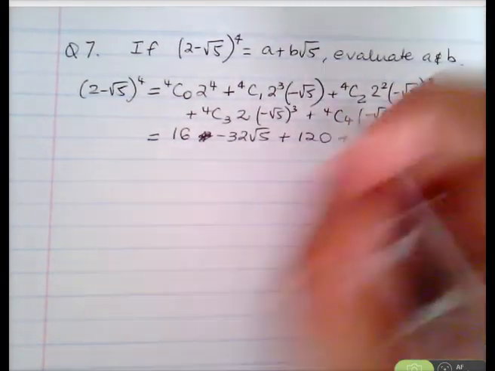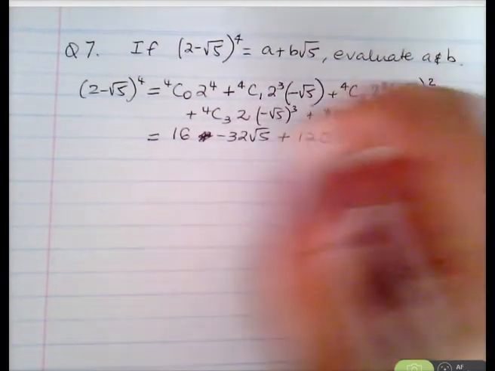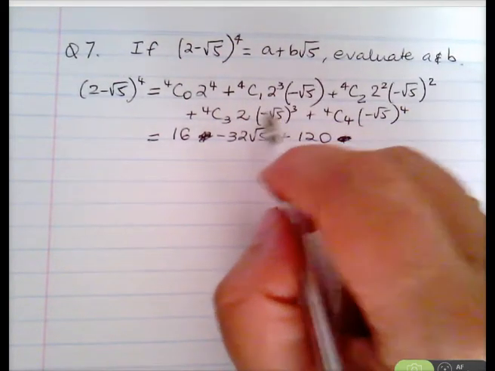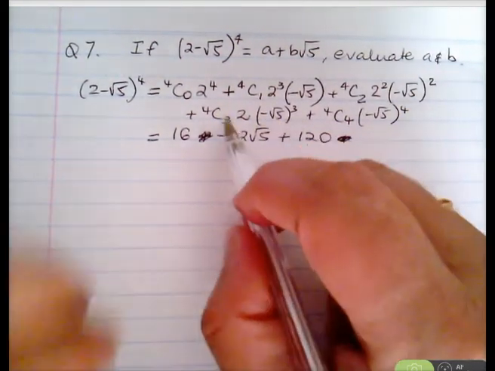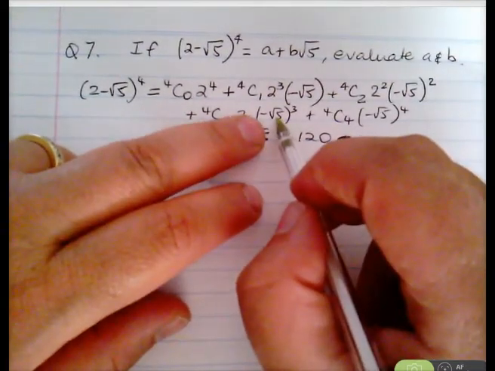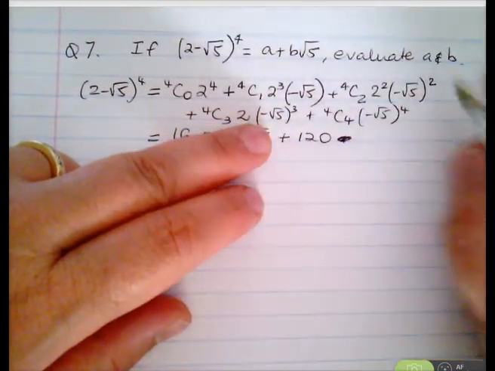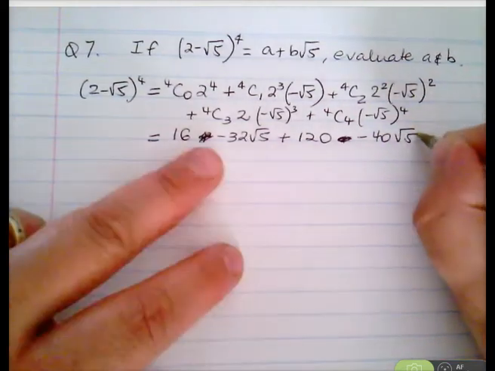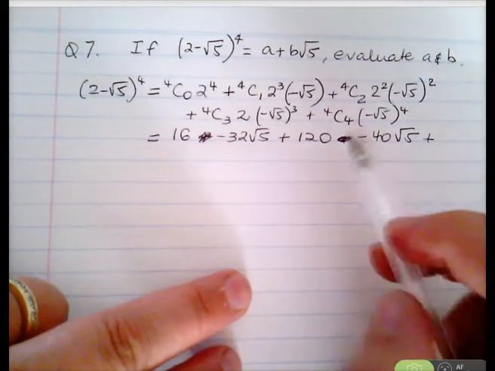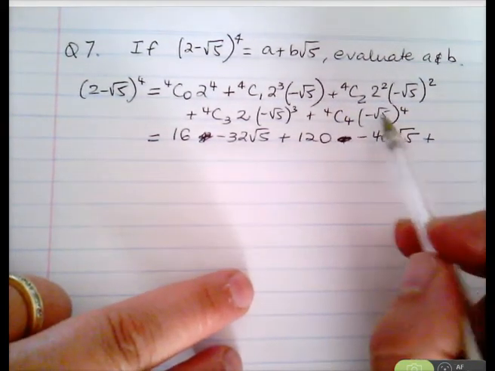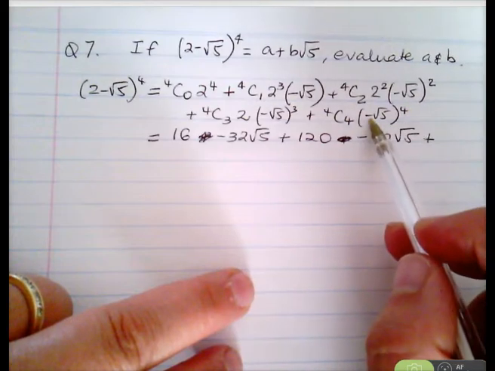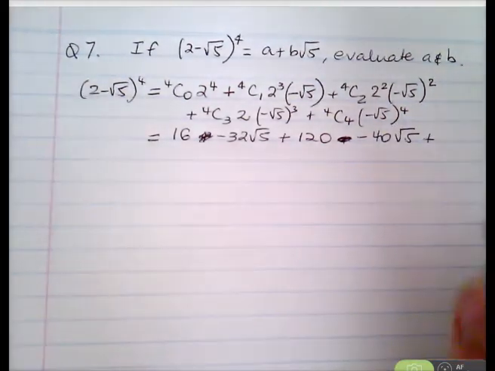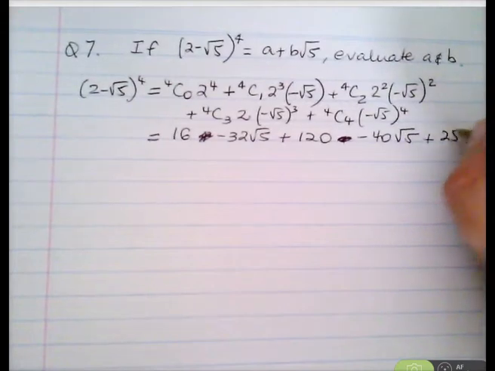Now 4 choose 3 is just 4, times 2 is 8. 8 times negative root 5 cubed, now that is going to be 8 times 5, negative 5 root 5, so 8 times 5 is 40, negative 40 root 5, and then we've got a plus. Now 4 choose 4 is 1, negative root 5 to the power of 4 is positive. Root 5 times root 5 is 5, and doing that again, 5 times 5 is 25.